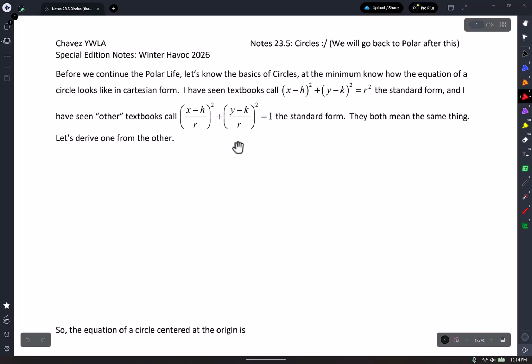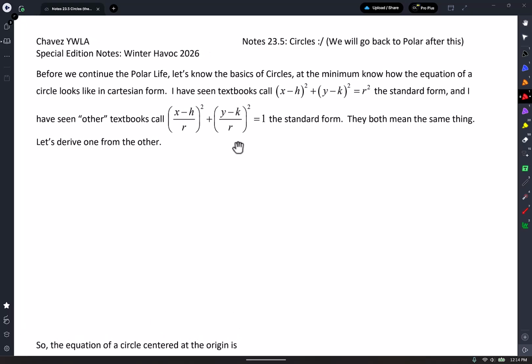These type of questions, guys, some of these are pretty popular in the SAT. They sometimes come out. Let's read this. Let's see what it says. It said, before we continue the polar life, let's know the basics of circles. At the minimum, know how the equation of a circle looks like in Cartesian form.